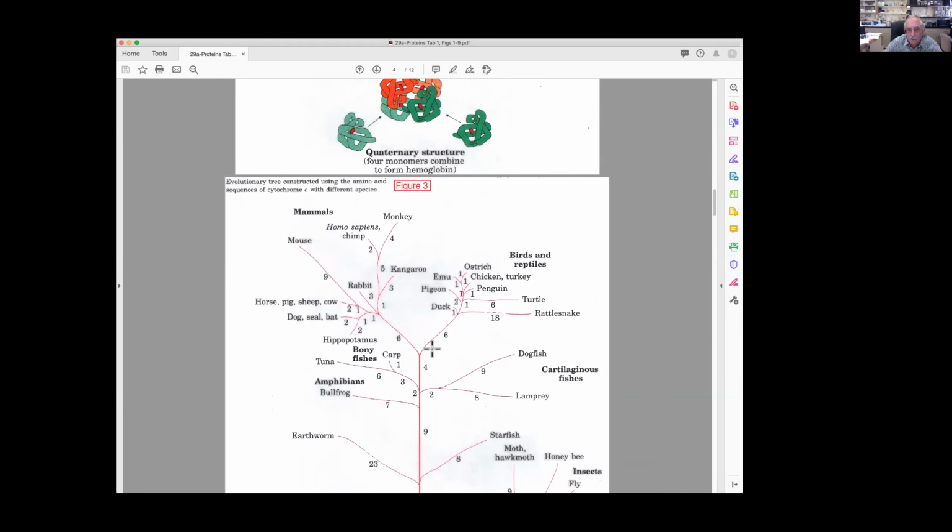So we can see that there's a split over here. So birds and reptiles went that way, mammals went this way. And then you can see that the rabbit went that way, the kangaroo went that way, chimpanzees went that way, monkeys went that way. Oh, where's humans? Well, we're over here. So we're more closely related to chimpanzees than we are to monkeys, and more closely related to monkeys than we are to, say, rabbits or kangaroos.